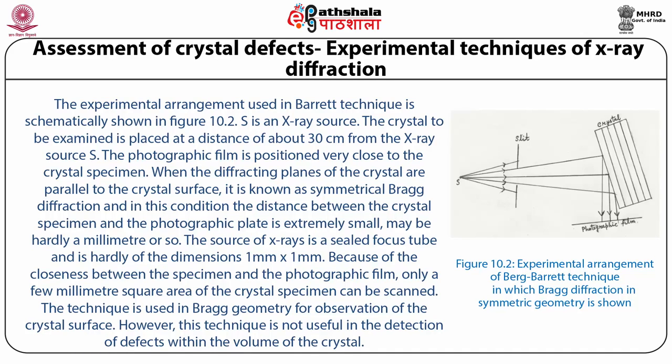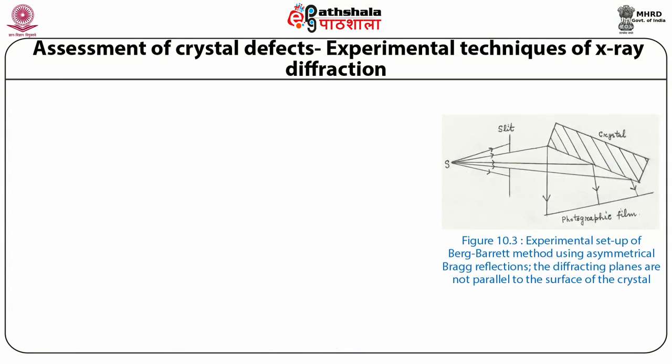The technique is used in Bragg geometry for observation of the crystal surface. However, this technique is not useful in the detection of defects within the volume of the crystal. Figure 10.3 is an experimental setup of the Burke-Barrett method using asymmetrical Bragg reflections. The diffracting planes are not parallel to the surface of the crystal.